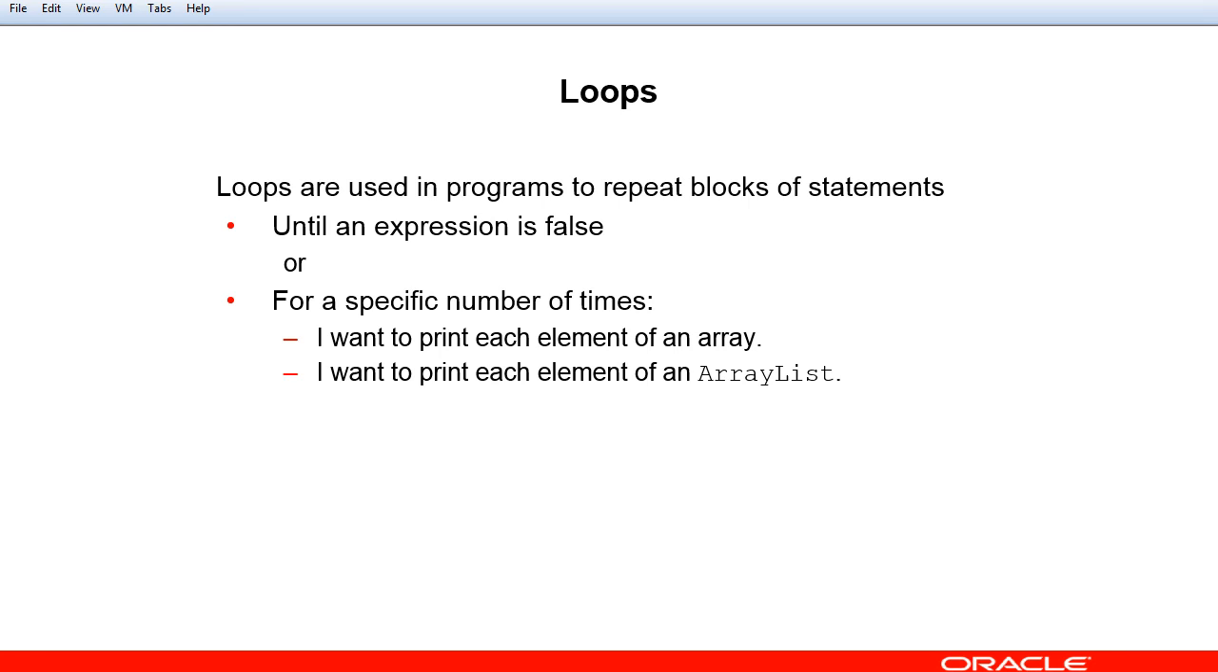But we can also establish loops that run a certain number of times. For example, if I have an array with 100 elements, and I want to print each element of that array, which means I have to loop 100 times. The same is true for an array list, which is like an array, but unlike arrays, array lists are dynamic and can change in size.